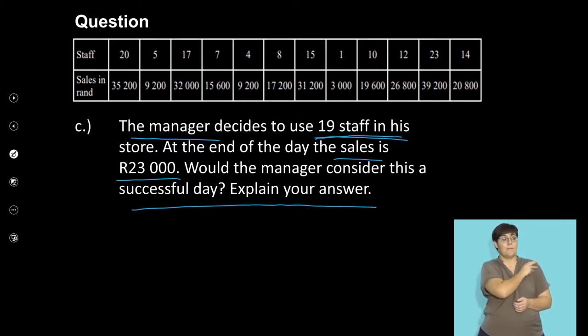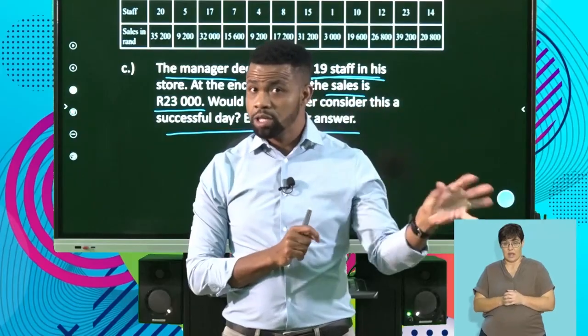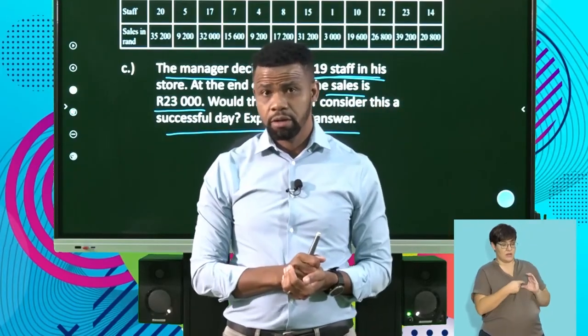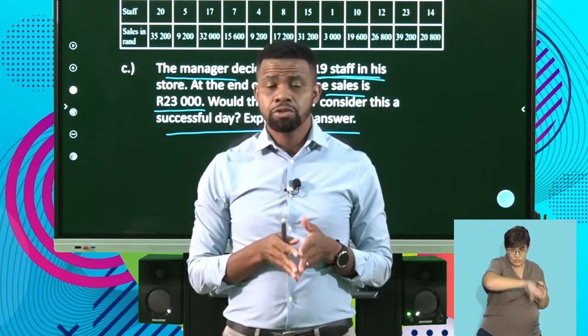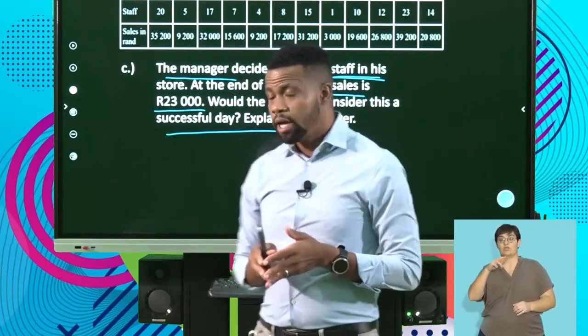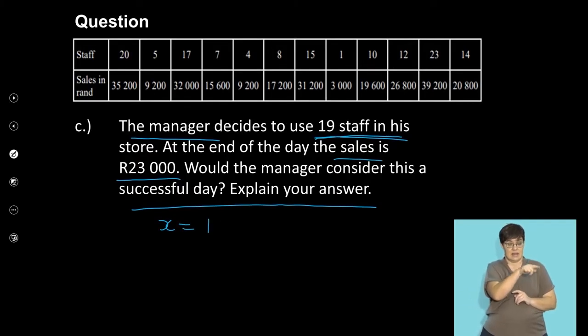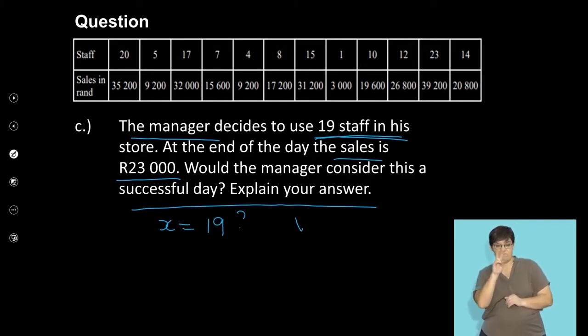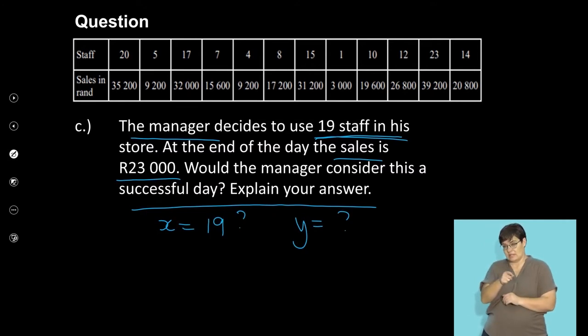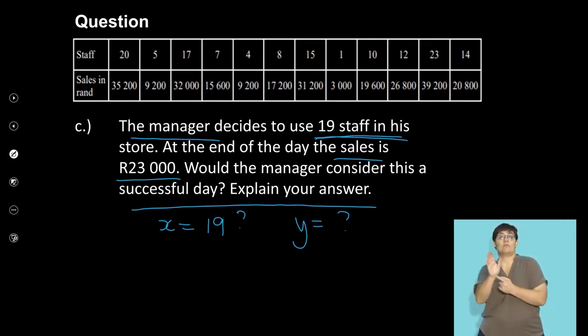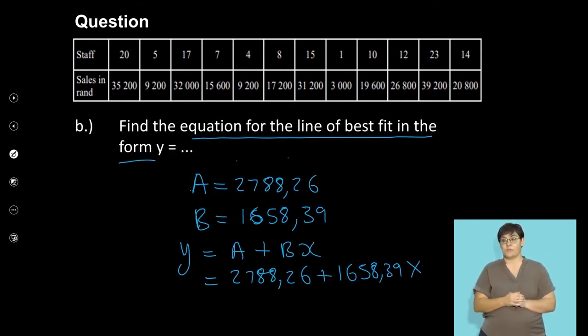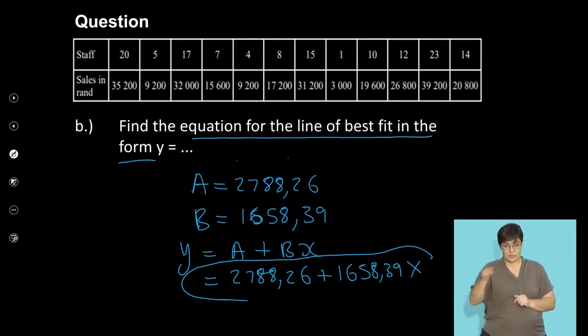So the manager uses 19 staff members, and he gets 23,000. Is that good? What we have to do is use our regression model and use X as 19 and see what the Y value is. Are we all together? We have our regression model in the previous page. Let's go back and use it from there.